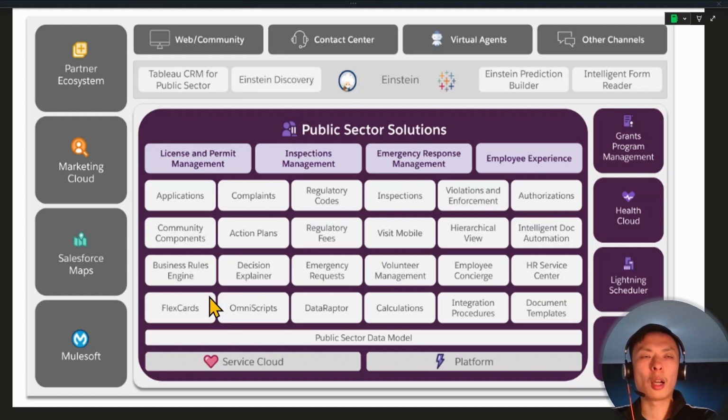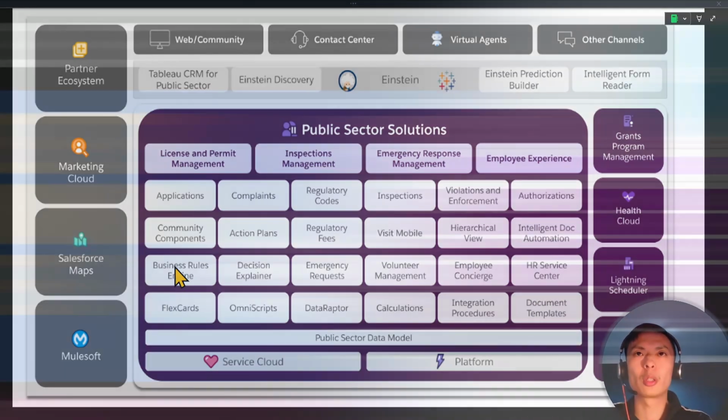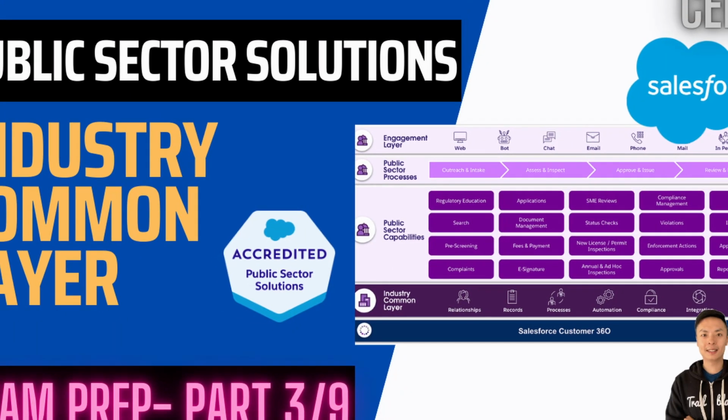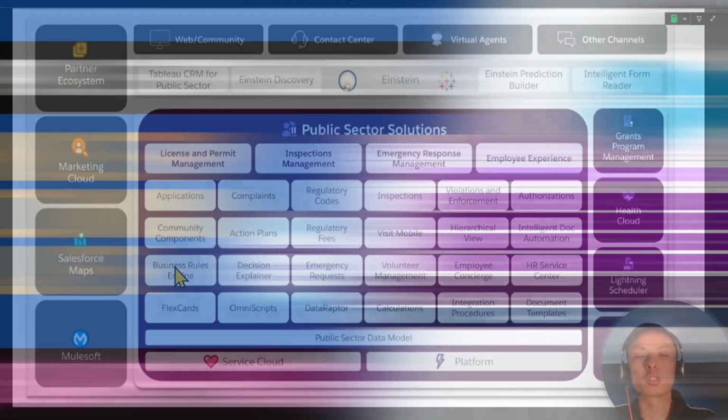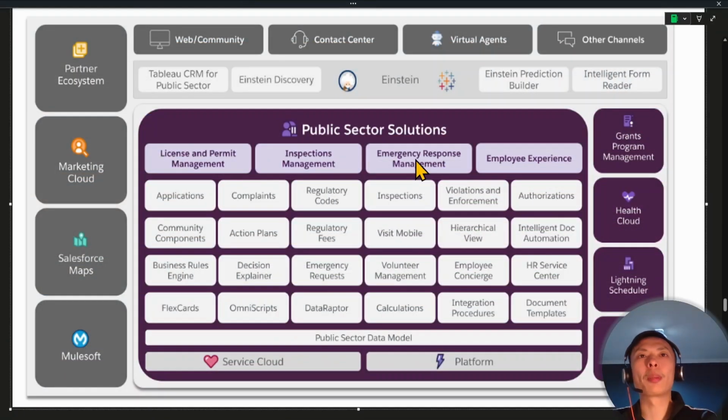And here are some of the data models and objects and also industry common layers that power these applications. I won't go into details here as we have covered in previous videos on the public sector solutions industry common layer. So we'll only be looking at tools and objects that will be specific to emergency response management.